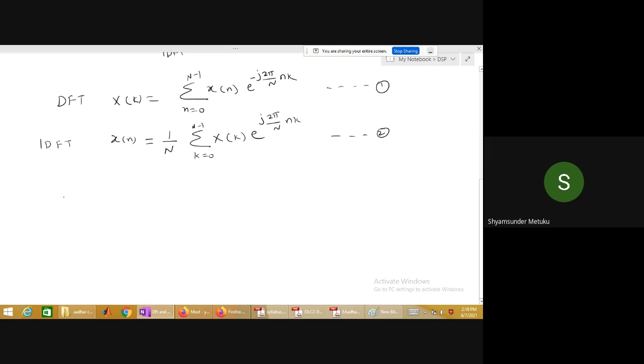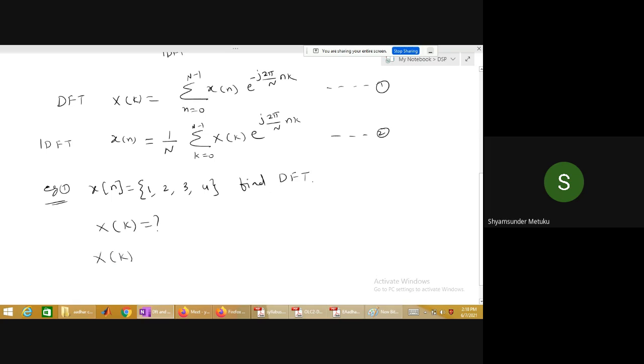I'll give you an example. Example one, x of n is given. The moment x of n is given, it means time domain. The symbolic representation is something like this: 1, 2, 3, 4. Only 4 samples are given, and find the DFT. If they say find a DFT, by default you should understand X of k needs to be calculated.